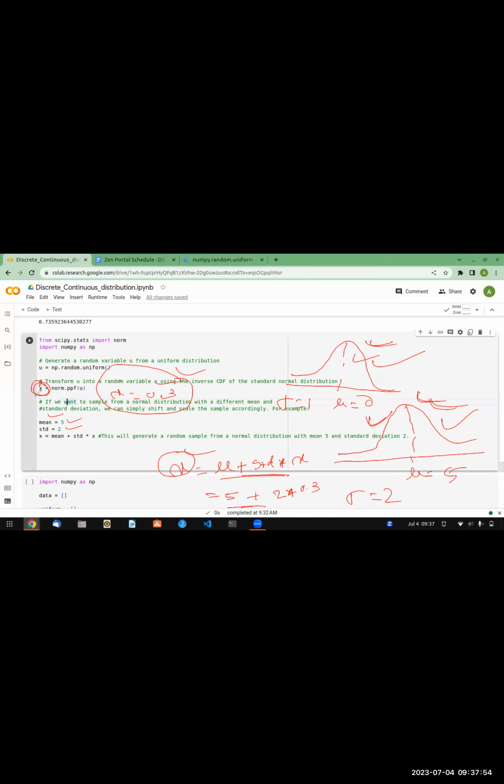So this is one point. Now suppose you want to take 1000 samples. For one point we did this. If I want 1000 samples, what will we do?